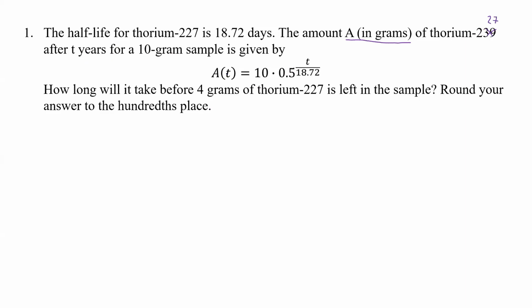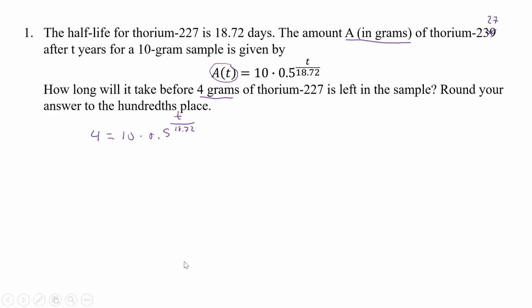And so here we have the formula. A of T, which is the number of grams after time T, is 10 times 0.5 raised to the power T over 18.72. And it says, how long will it take before there are 4 grams of thorium left in the sample? Round your answers to the hundredths place, so 2 decimal places. Well, remember, A is in grams, so we have 4 grams equals 10 times 0.5 to the T over 18.72. That's basically all we did: we plugged in the 4 and wrote out the rest of the equation. Now we need to solve for T.